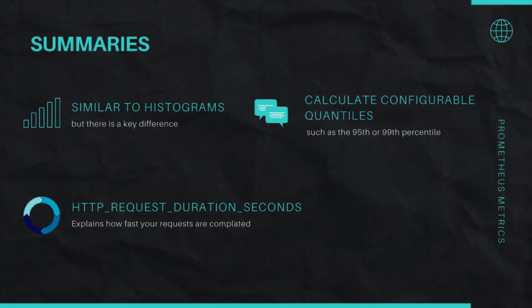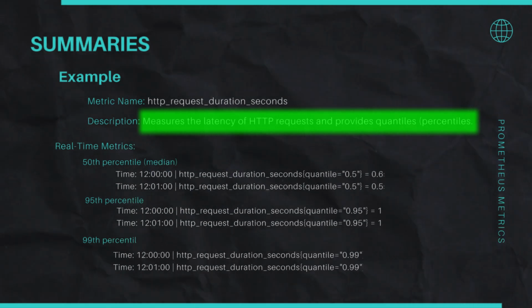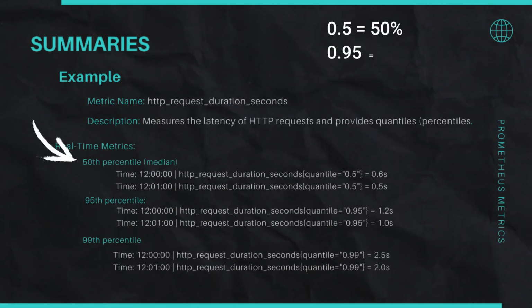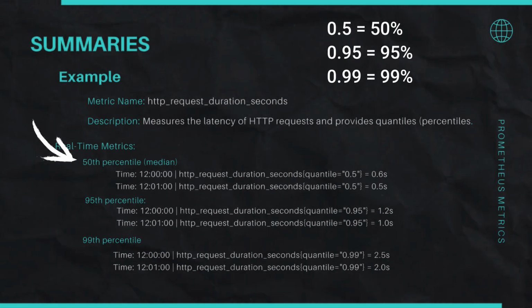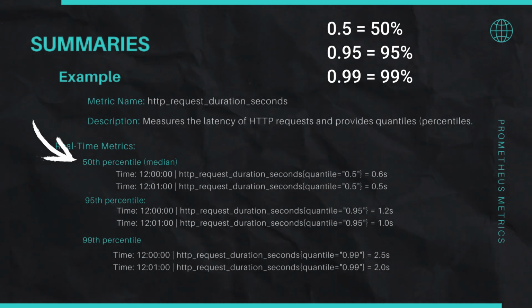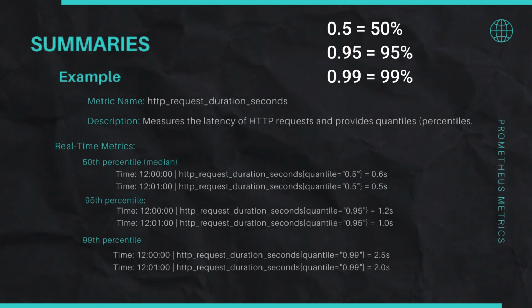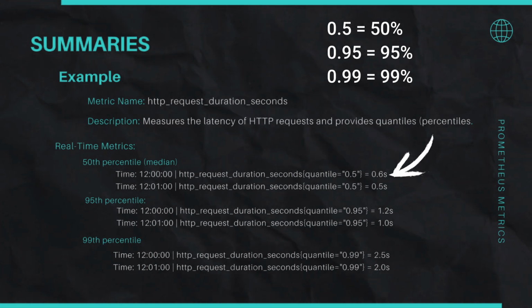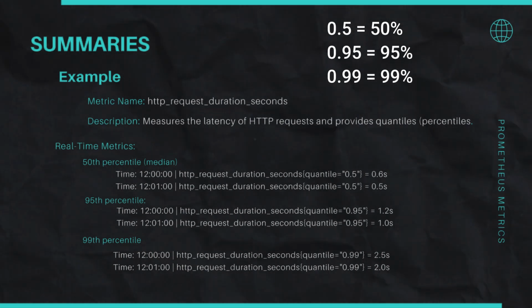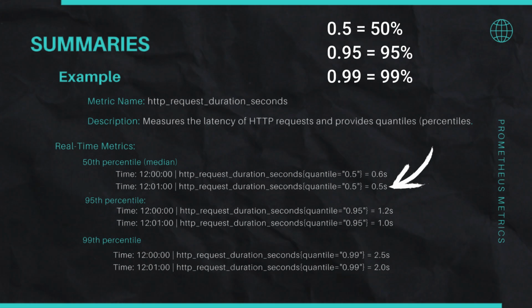Here we have a metric called http_request_duration_seconds. It measures the latency of HTTP requests. The 50th percentile, also known as the median, is the value below which 50% of the observations fall. It represents the middle point of the data. If you look here, at 12 hours, 50% of the HTTP requests had a duration of 0.6 seconds or less. This means the remaining 50% had a duration longer than this. At 12 hours and 1 minute, 50% of the HTTP requests had a duration of 0.5 seconds or less.